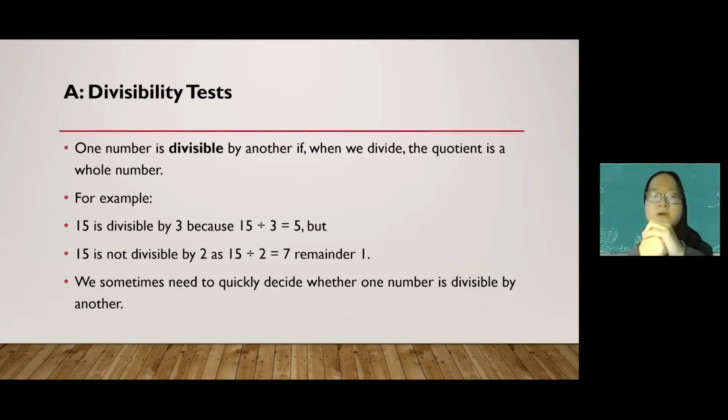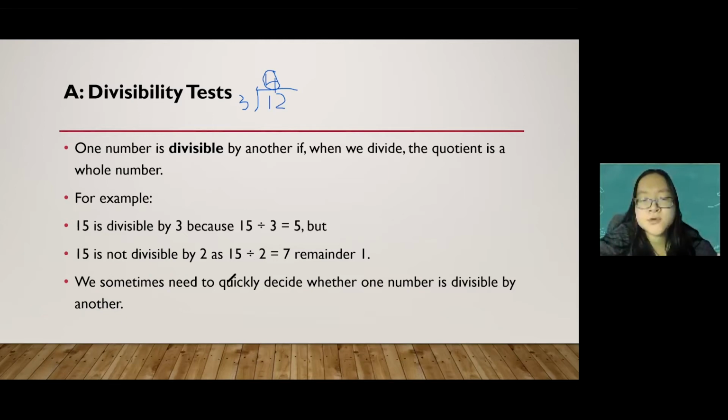One number is divisible by another if when we divide, the quotient is a whole number. Remember, we talked about quotient in the warm-up questions: quotient is the answer for division. For instance, 12 divided by 3 is 4, so 4 is the quotient. 4 is a whole number, so 12 is divisible by 3. But 12 divided by 5 is 2.4, not a whole number, so 12 is not divisible by 5. Similarly, 15 is divisible by 3 because 15 divided by 3 is 5, but 15 is not divisible by 2 as 15 divided by 2 equals 7, remainder 1.